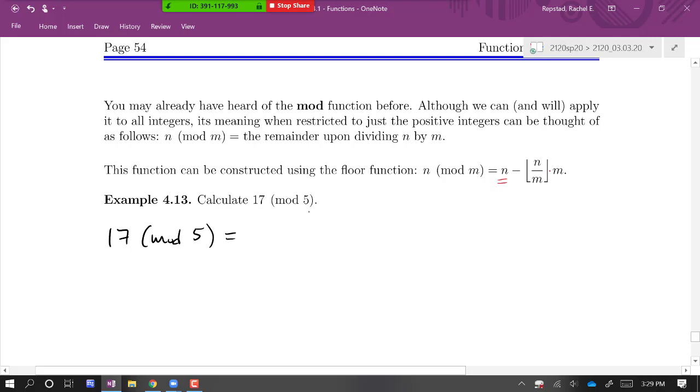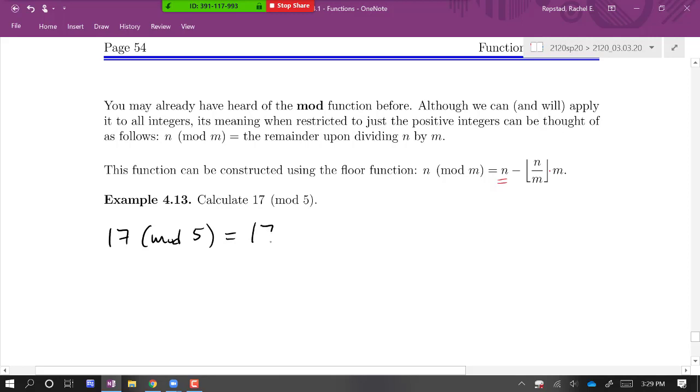And we're going to do it by using the floor function here. And eventually we're going to do it so much that we're not even going to think floor function when we do this. But it's an interesting way that we can actually build new functions from old ones that we have. But 17 mod 5.